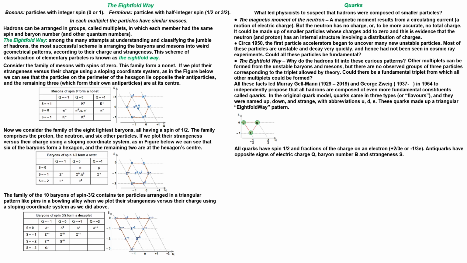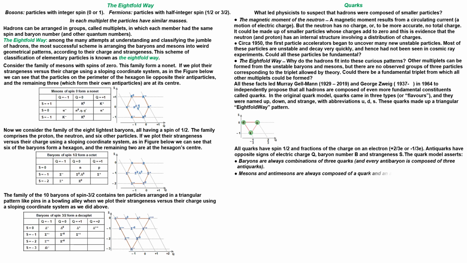Using the quark model, it is possible to describe all hadrons in terms of combinations of quarks and antiquarks. The quark model asserts that baryons are always combinations of 3 quarks, and every antibaryon is composed of 3 antiquarks. Mesons and antimesons are always composed of a quark and an antiquark. The properties of each hadron can now be explained in terms of the quarks from which it is made. The total charge of the hadron is the sum of the quark charges. The same can be said for the total baryon number and total strangeness.